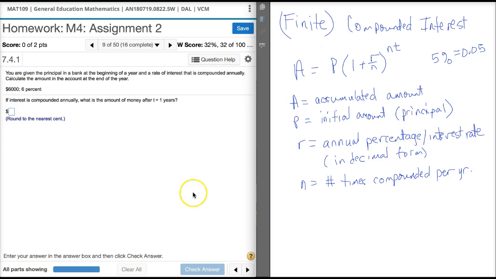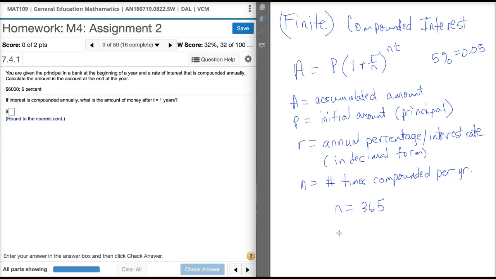Just to be clear, if we say that we are compounding annually, like we're going to see in most of these problems, then N is equal to 1. If we want to compound twice a year or semi-annually, then N is 2. If we want to compound quarterly, then N is 4. Monthly would be N equal to 12. And if we wanted to compound daily, then N is equal to 365.